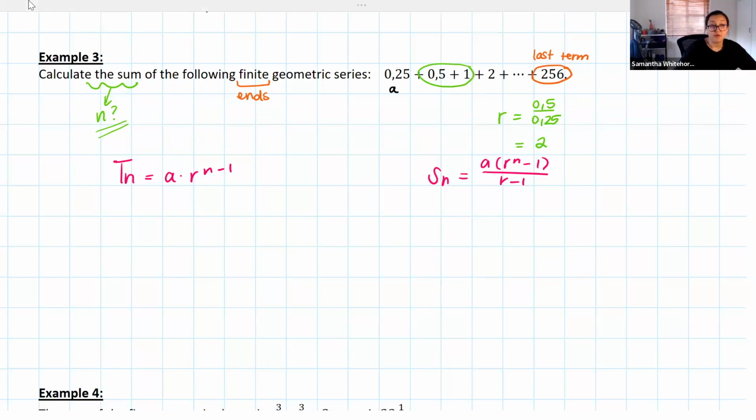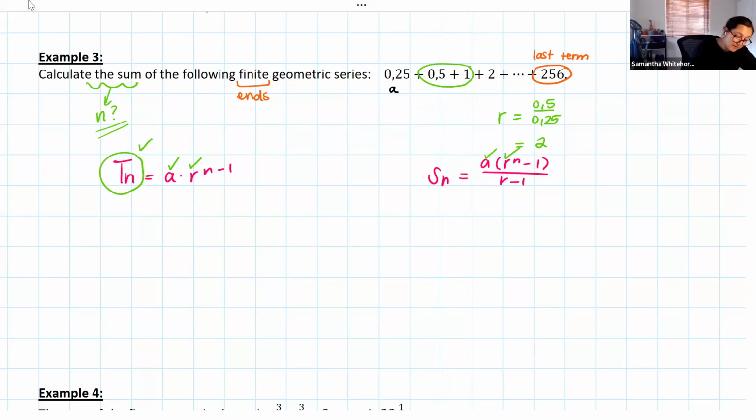If I go to my sum formula first, I know A, and as Josh has corrected me, I now know R. But the problem is I don't know n, because remember, I don't know how many terms I'm adding, and I don't know the sum. I know that I have to find the sum, but because I've now got 2 unknowns, that's going to make use of that formula very tricky. So let's go back to Tn. I know A, I know R, and I have the value of my last term.